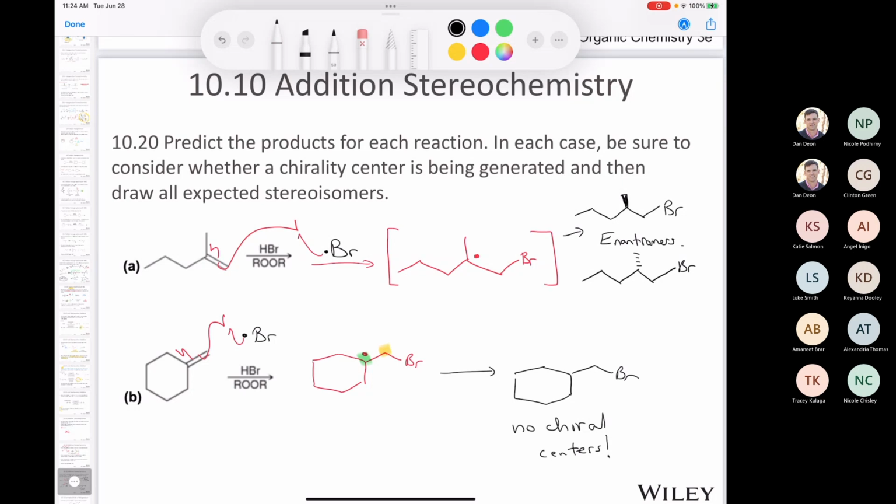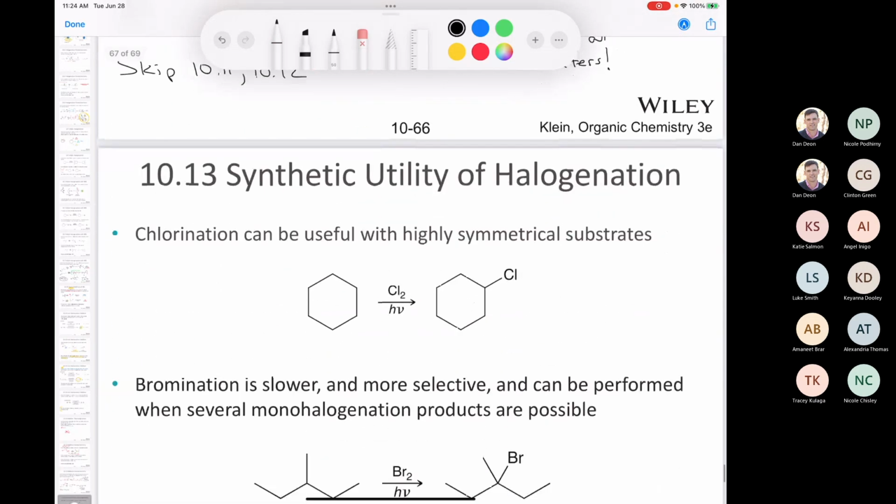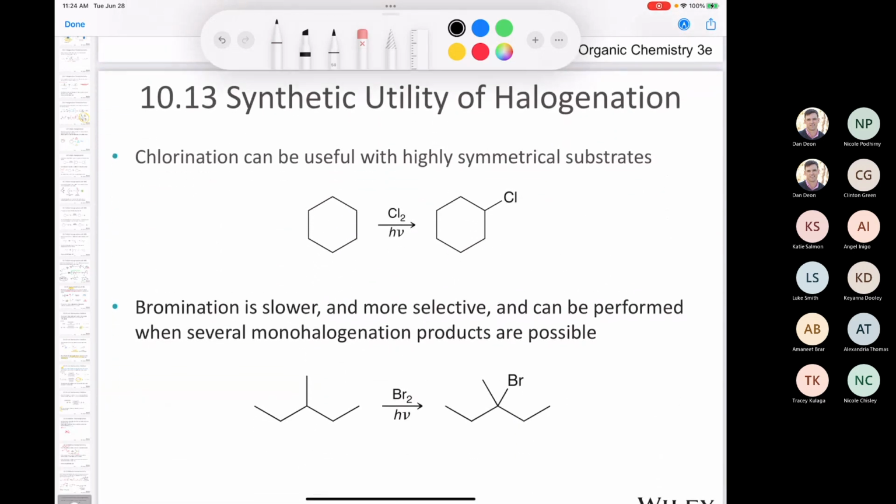So yeah, we're going to skip 10.11 and 10.12, and we're going to move right to section 10.13, in which there's no new information. It's just rehashing some of the things that we've looked at and discussing the synthetic utility of halogenation. Why did we learn about halogenation of alkanes? We spent a lot of time talking about it yesterday.